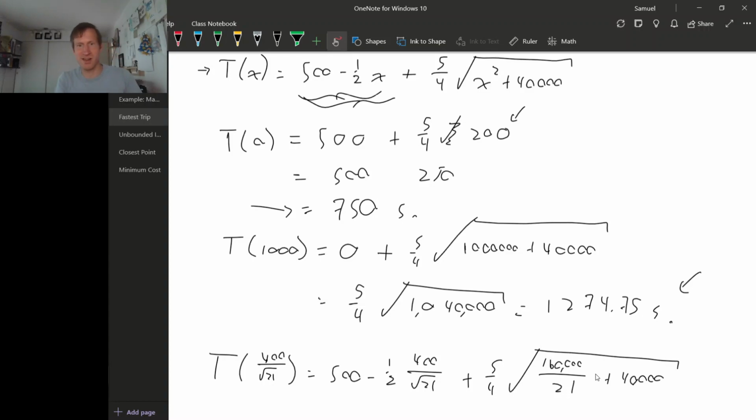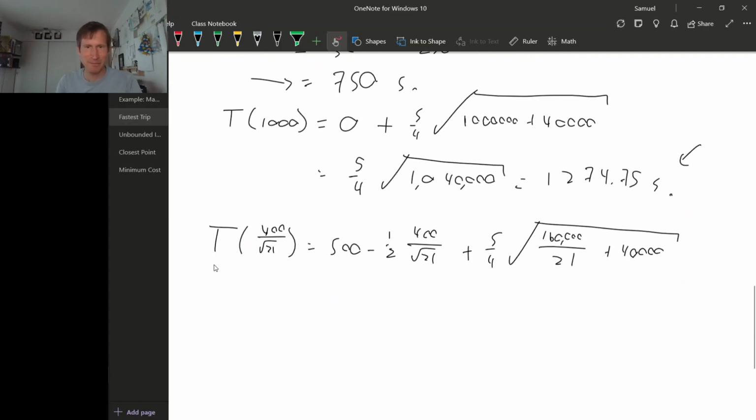Okay, calculator time again, I think. So 500 minus 0.5 times 400 over square root 21. Let me hit equals on that. Plus 5 over 4 times the square root of 160,000 over 21 plus 40,000. Close my square root, equals, and we get 729 seconds, or 729.12, and yes, that's seconds.